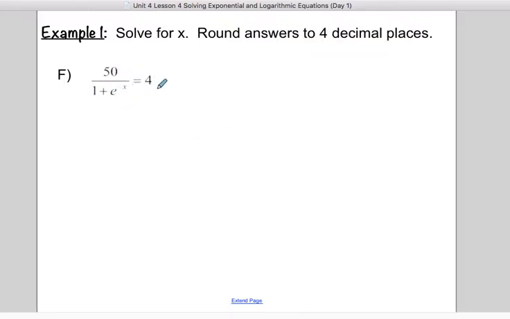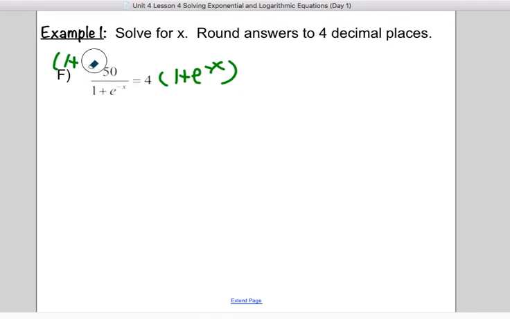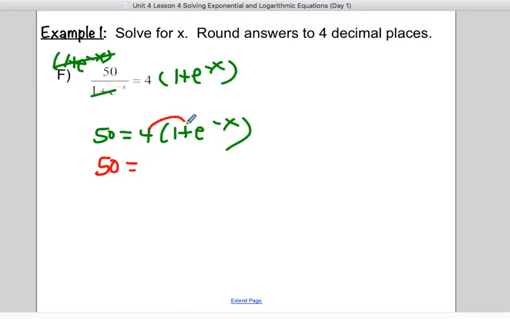F, we need to solve for x. You guys aren't fans of fractions, so let's go ahead and get rid of the fractions. We're going to multiply both sides by our fraction, plus e to the negative x, e to the negative x. These will cancel, so I'm left with 50 is equal to 4 times 1 plus e to the negative x. I will distribute my 4.